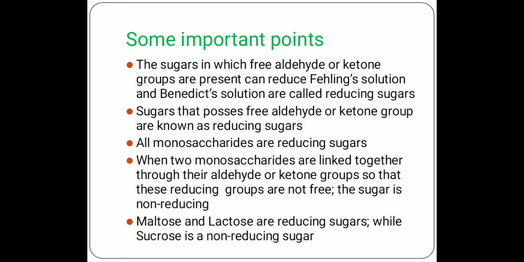Some important points. Sugars in which free aldehyde or ketone groups are present can reduce Fehling's solution and Benedict's solution and are called reducing sugars. All monosaccharides are reducing sugars. When two monosaccharides are linked together by their aldehyde or ketone groups, the reducing groups are not free. These sugars are known as non-reducing sugars. Maltose and lactose are reducing sugars, while sucrose is a non-reducing sugar.